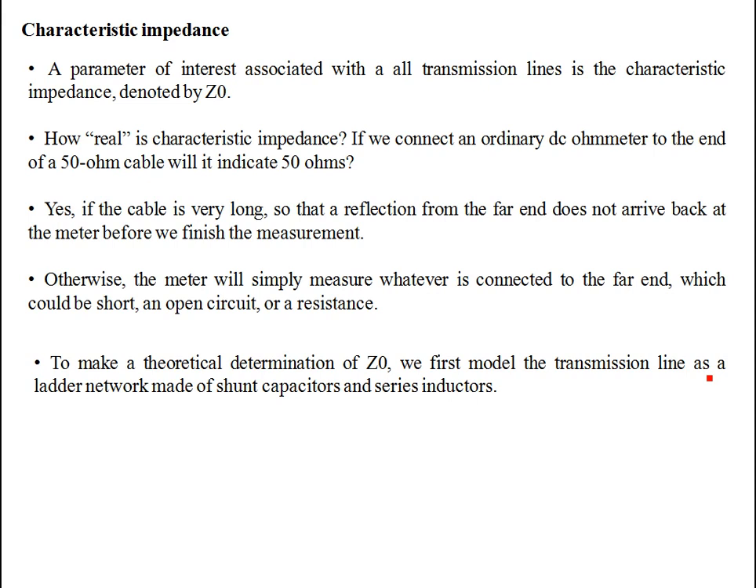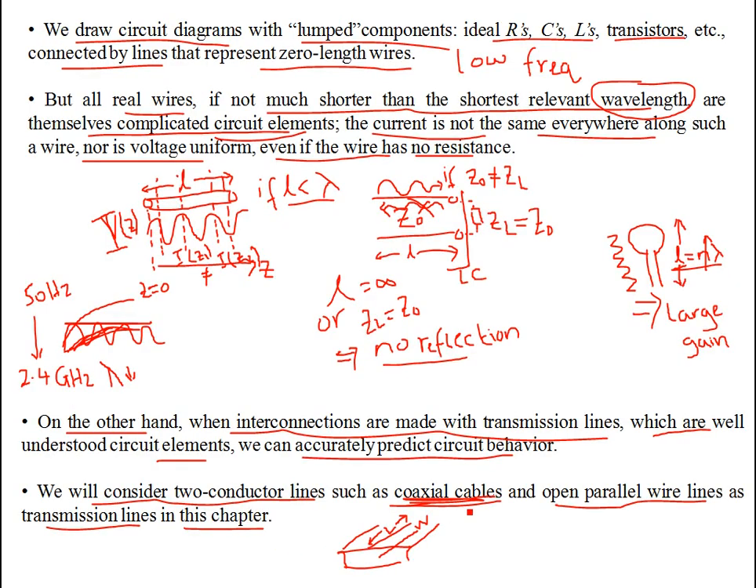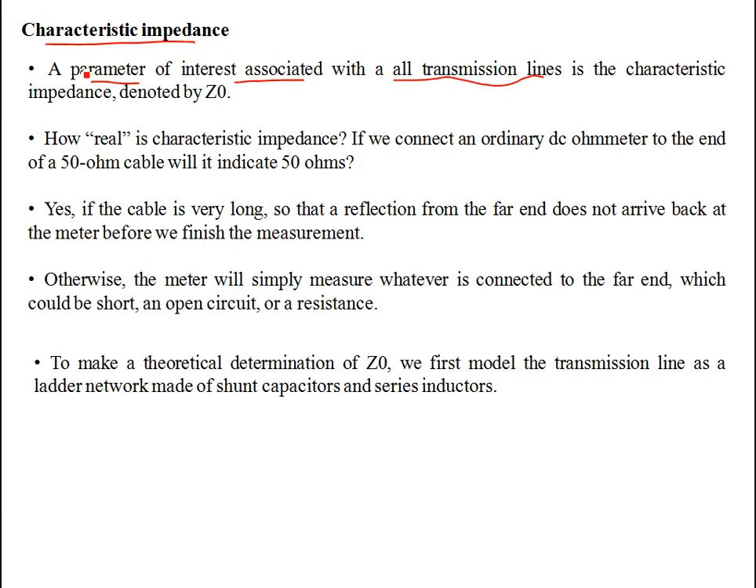All right. So now a few parameters of interest that we're going to consider. There is a parameter called the natural or characteristic impedance of a transmission line. This parameter is associated with all the lines, be it a microstrip line, a coax cable, or open parallel wire, two conductor wires. There's always a natural parameter of interest, and that is the characteristic impedance. Okay, so this is associated with all the lines, denoted by Z naught.